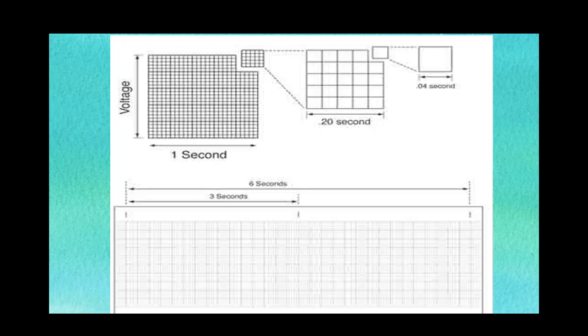So remember we talked about on the other slide that the bold lines are 0.20. Between each individual little box is 0.04. And so 5 of the little boxes make a big box. When we're looking at it left to right, it's measuring time. When we're looking at it up and down, it's measuring voltage or electrical amplitude.